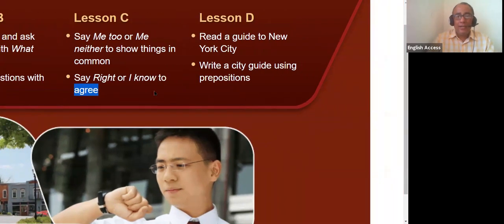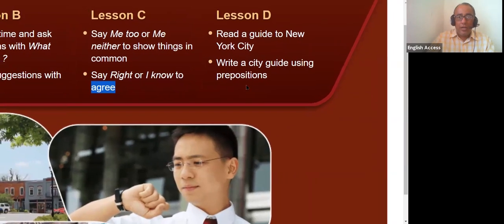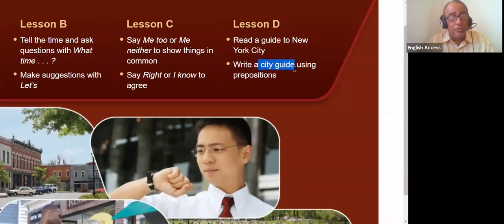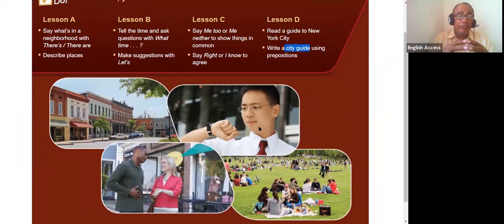And finally, in lesson D, we are going to read something about New York. And well, we are going to use prepositions to write a city guide. I hope we do that because prepositions are very important. Prepositions are used to link ideas also and to show where things are. Okay? What can you see here in the picture, guys?